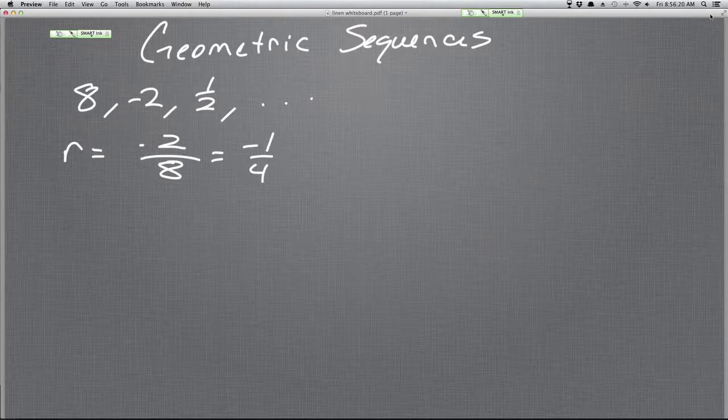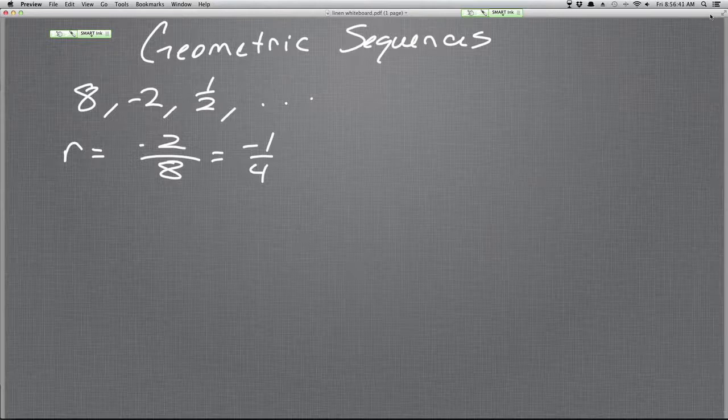So that is the number I multiply by to get from one term to the next term. Divide the second term by the first term, that gives you your common ratio. Just like on arithmetic, we took the second term minus the first term, and that gave me my common difference.